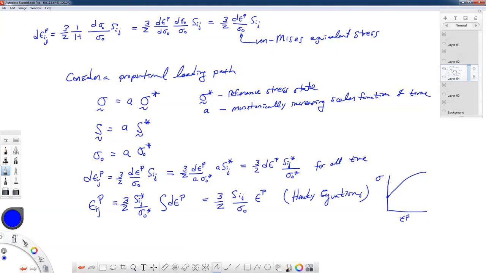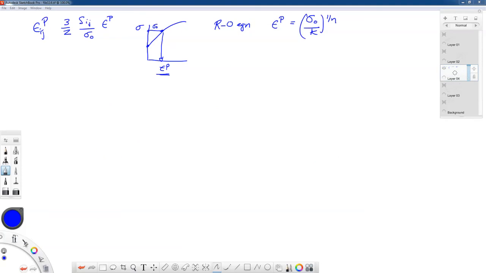So you enter in the value of your equivalent stress, sigma naught, and then you come down here and you read the value of epsilon p. It's very easy to apply. And for our Ramberg-Osgood equation, if we use that material description, then we have epsilon p is equal to sigma naught over k to the 1 over n power.